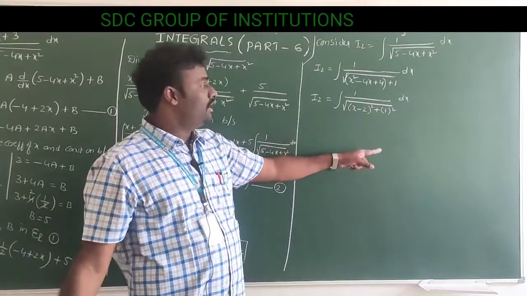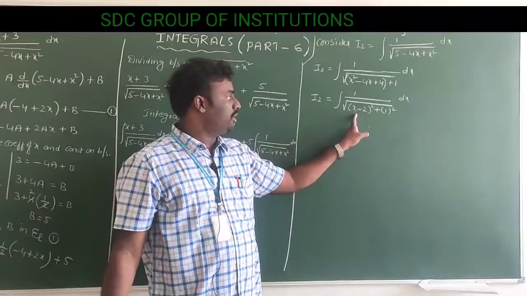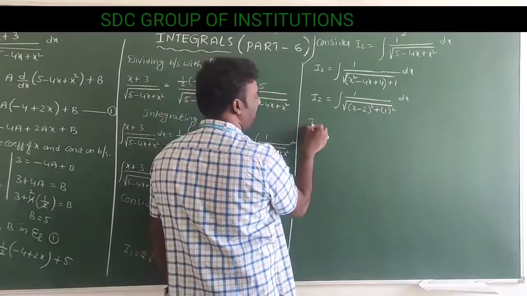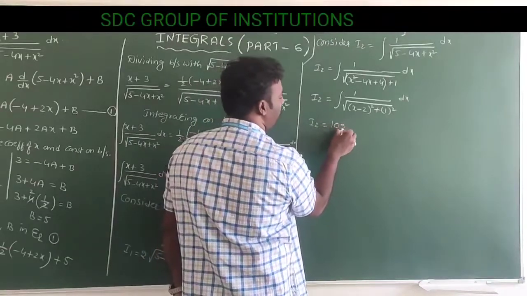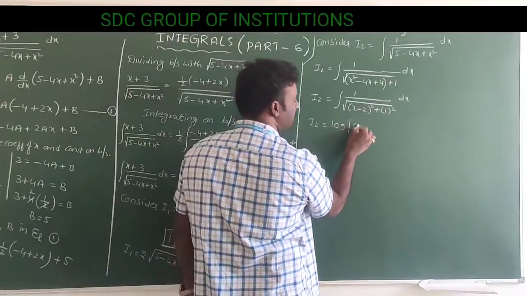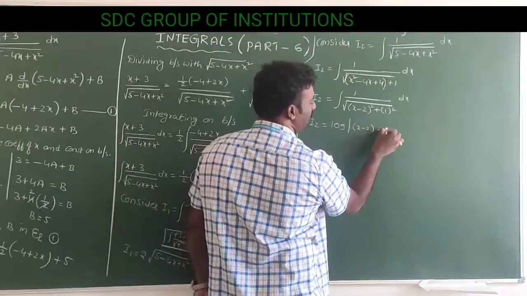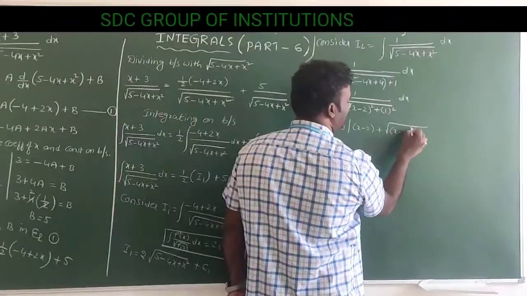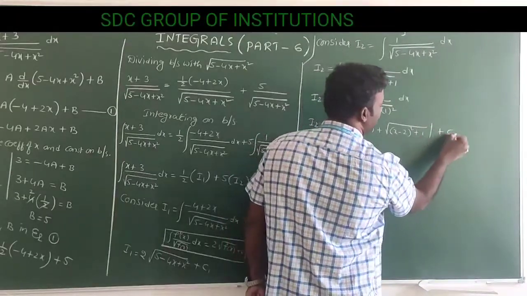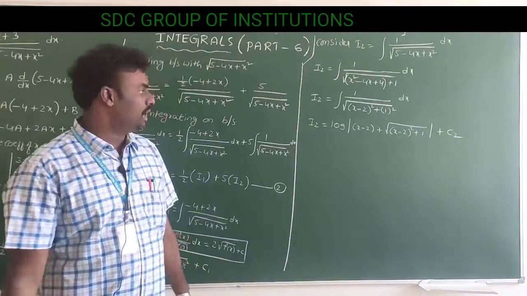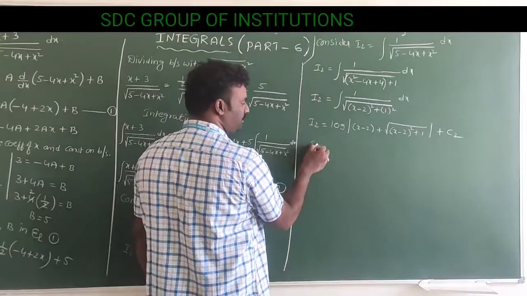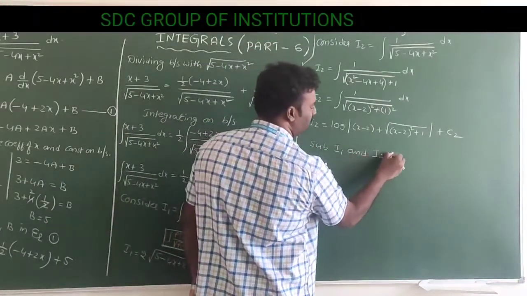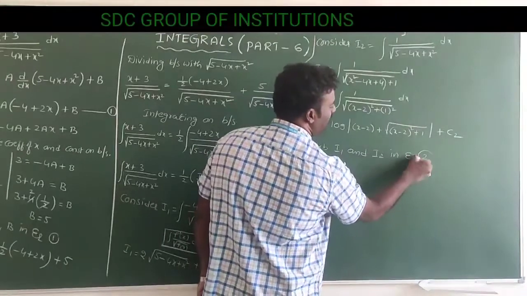Now which formula is it? 1 by under root of x square plus a square. That is log mod x, that is x minus 2 plus under root of x square plus a square, plus c2. Now we got I1 and I2. Substitute I1 and I2 in equation 2.